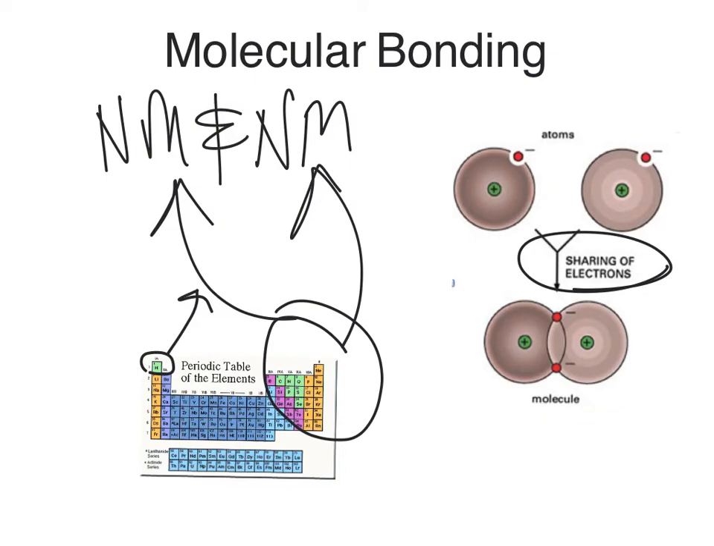Now, ionic bonds are stronger than molecular bonds, and as a result of that, it usually means that ionic compounds, so compounds that are made from an ionic bond, are usually solids at room temperature, and molecular compounds are usually going to be liquids or gases at room temperature.